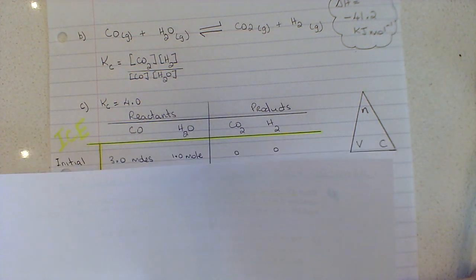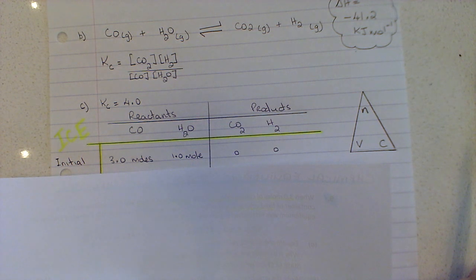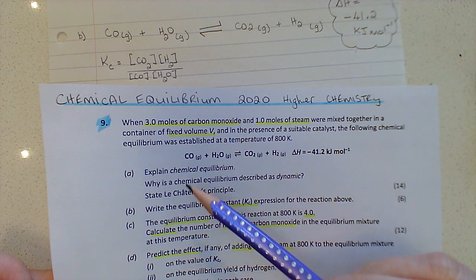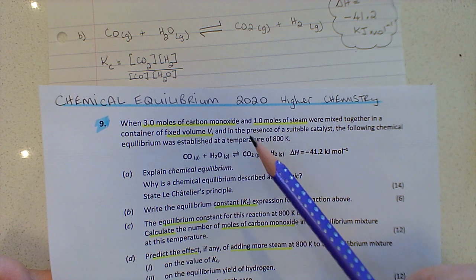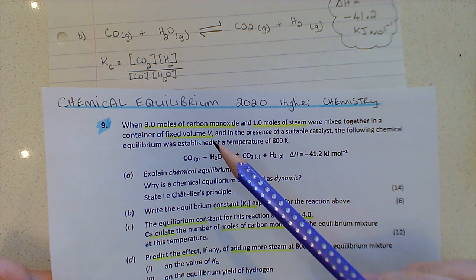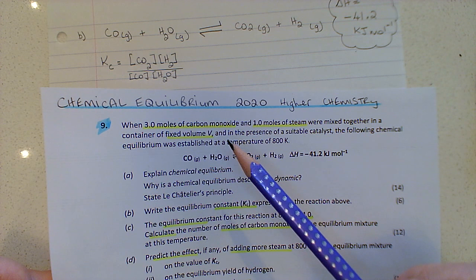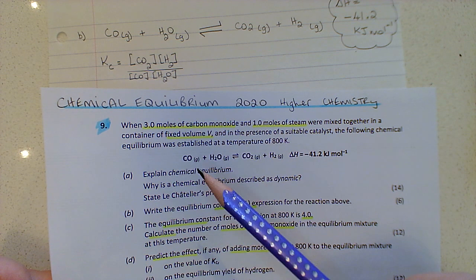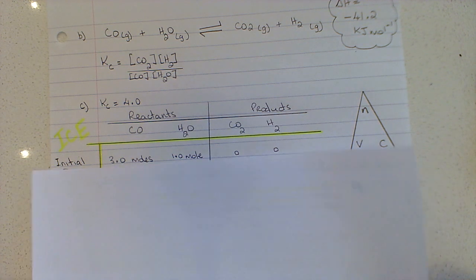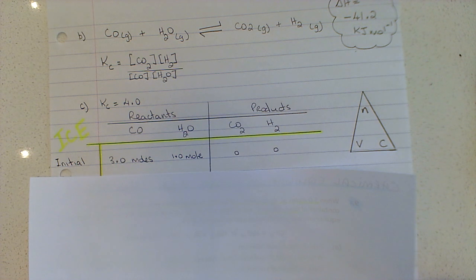Okay, so remember ICE. So we want to write down initially how much of each we have. So at the very start of the question, we were told when 3.0 moles of carbon monoxide and 1.0 moles of steam, which is water, were mixed together in a container of fixed volume V, and in the presence of a suitable catalyst, the following chemical equilibrium was established. Okay, so therefore that means that initially we have 3.0 moles of carbon monoxide, 1.0 mole of water, and no CO2 or no hydrogen, no products, okay?